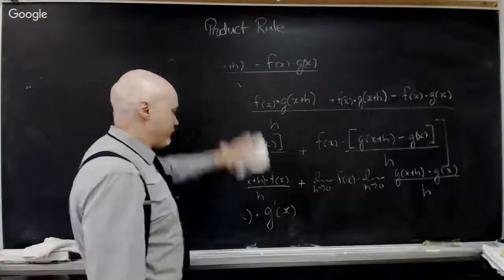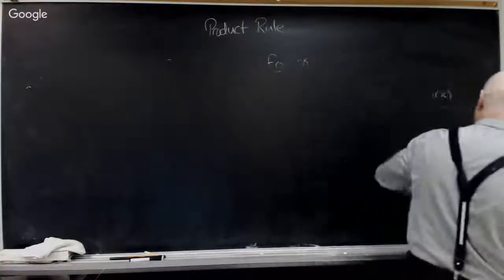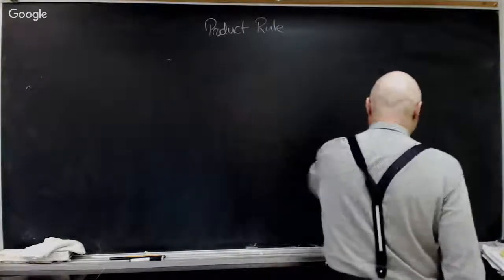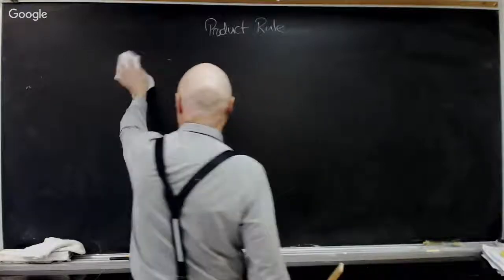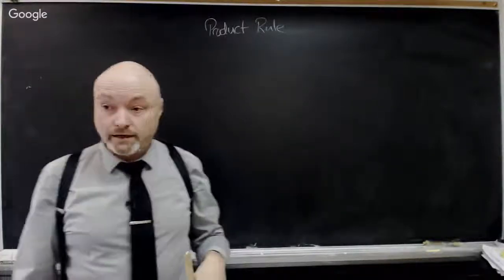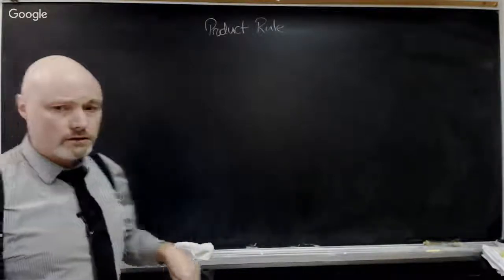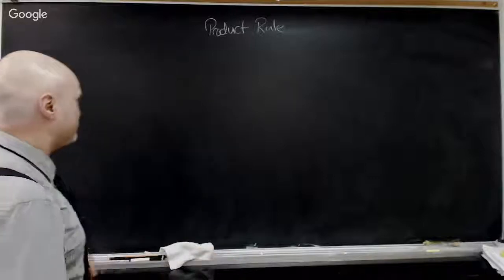So whenever we have two functions multiplied together, we can use the product rule. When we have a rational function, we can use a little bit of magic and use the product rule, or we can use a thing called the quotient rule. And we'll actually do the quotient rule not tomorrow, but the day after tomorrow.